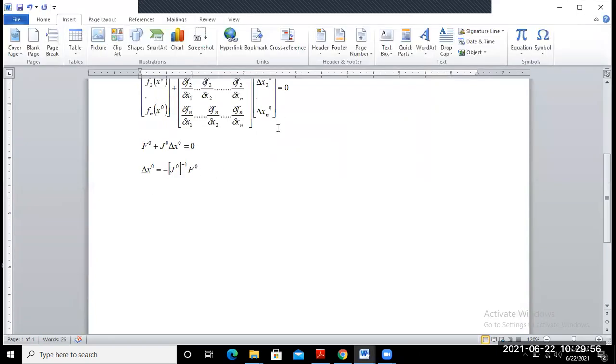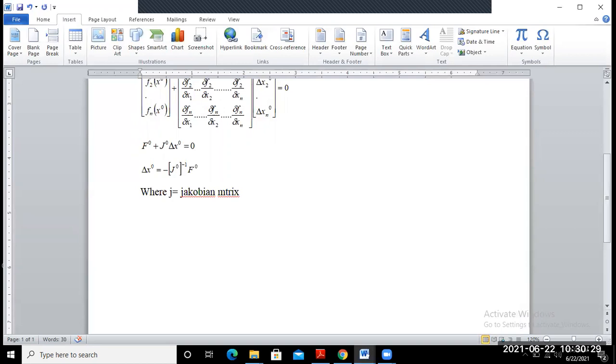F0, where J is called the Jacobian matrix. Okay.